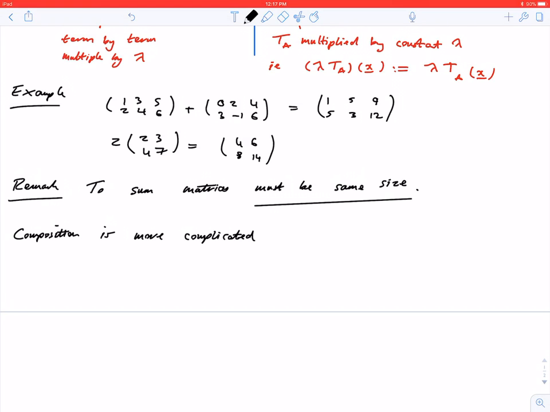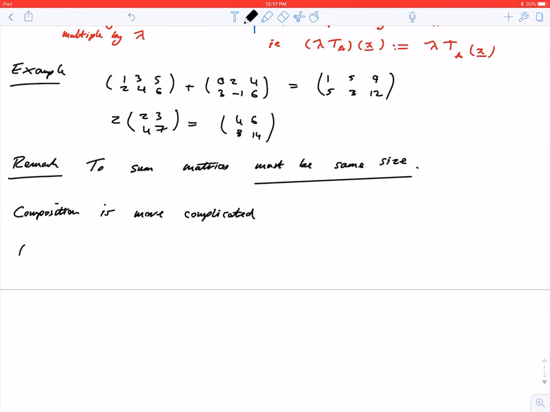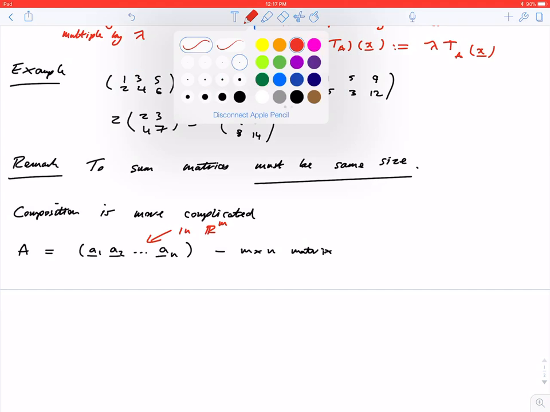So let me just start off by writing down two matrices. Let's have A, A1, A2, dot, dot, dot, to AN, the usual business. So this is going to be an m by n matrix. So that means each of these guys are in Rm as always. Now let me choose a B, which is a little bit different looking.